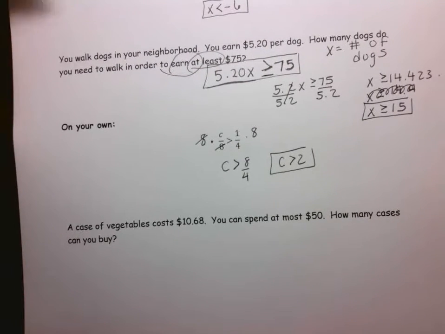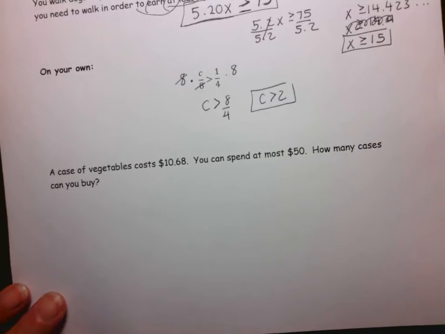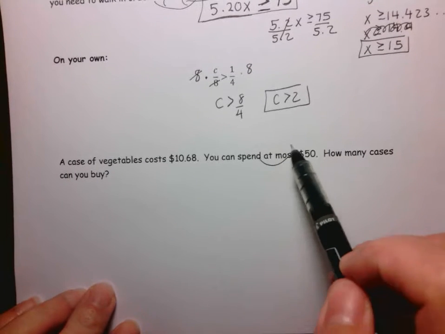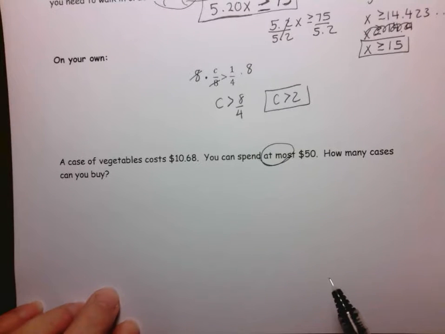When you're doing these on your own, if you get any wrong, you need to redo it. Make sure you understand what you did, and then make sure you understand what you did wrong, and then redo it. A case of vegetables costs $10.68. You can spend at most $50. How many cases can you buy?